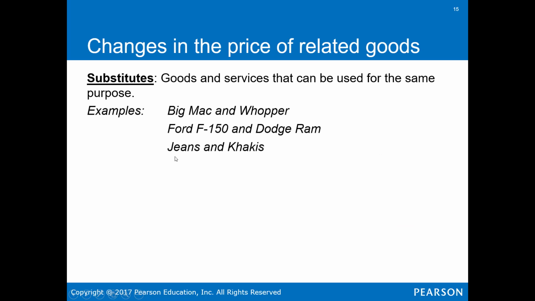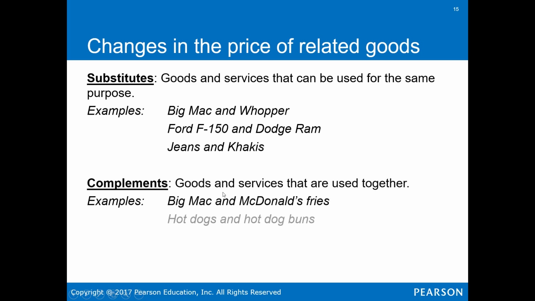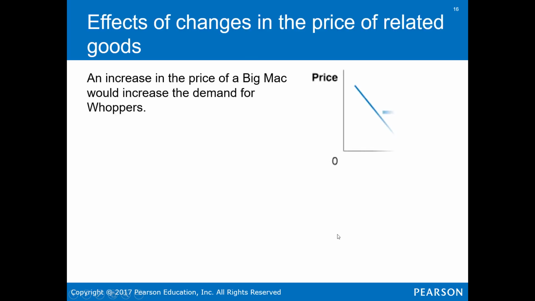Substitutes. So goods and services can be used for the same purpose. A Big Mac or a Whopper, or Ford F-150 or a Dodge Ram, jeans and khakis, right? Complements are things used together. The Big Mac and the McDonald's fries, hot dog buns and hot dogs. Left shoes and right shoes. I'm not sure how you can buy one shoe, but we'll go with it.